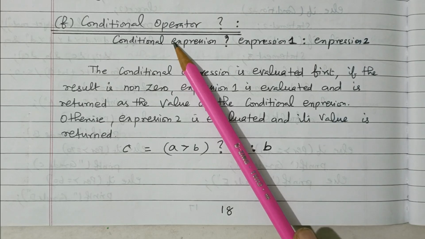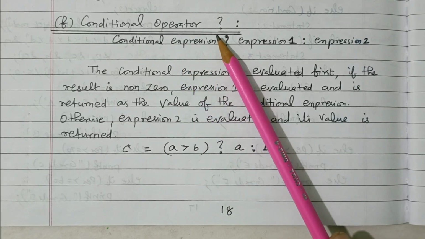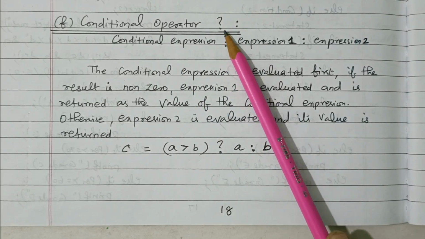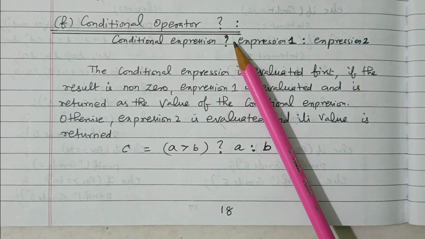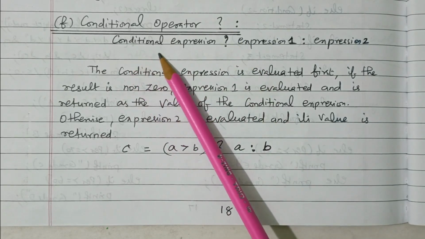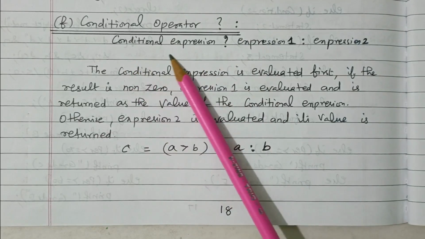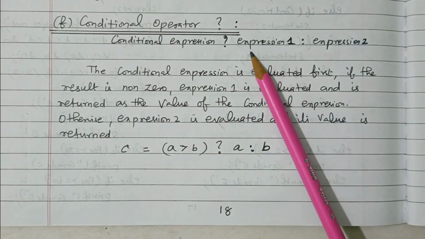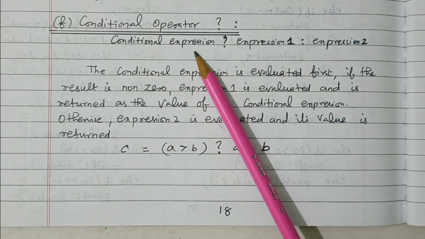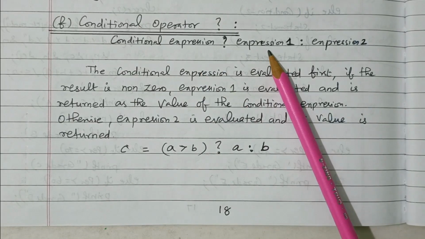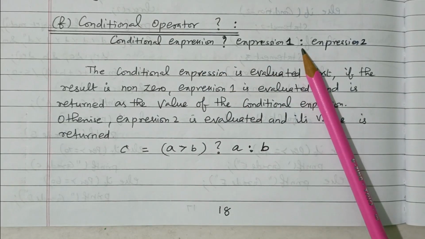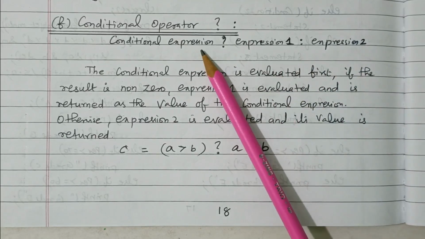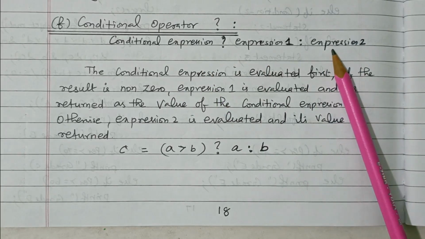Here also it will give the true statement and false statement, but in a simpler form by using the symbols question mark and colon. So this is the conditional expression. After the conditional expression, question mark is available. Then expression 1: if the conditional expression is true, expression 1 will be executed. After that colon is there. Then expression 2, which is for the false statement. If the condition is false, this expression 2 will be executed.